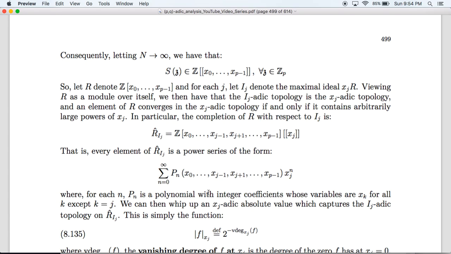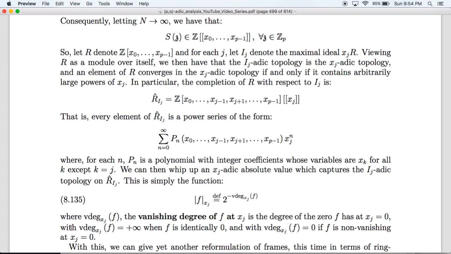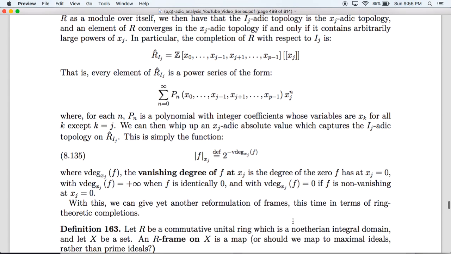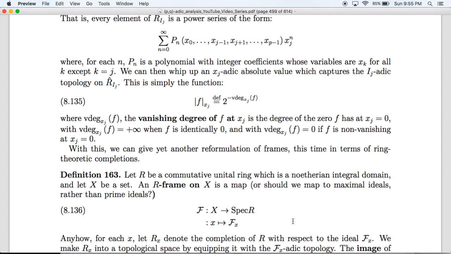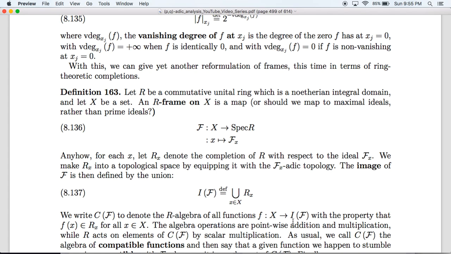We can then whip up an xj adic absolute value, which captures the ij adic topology on the completion by defining our absolute value to be 2 to the negative vanishing degree of f at xj, where the vanishing degree of f at xj is the degree of the zero f has at xj equals 0, with this being infinity in the case that f is identically equal to 0, and this being 0 in the case that f is not vanishing when xj equals 0. With this, we can give yet another reformulation of frames, this time in terms of ring theoretic completions.